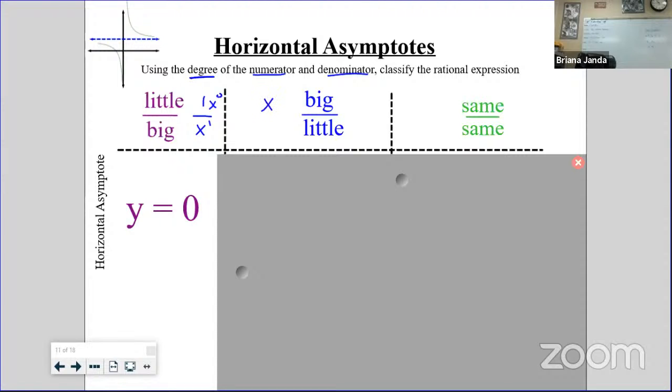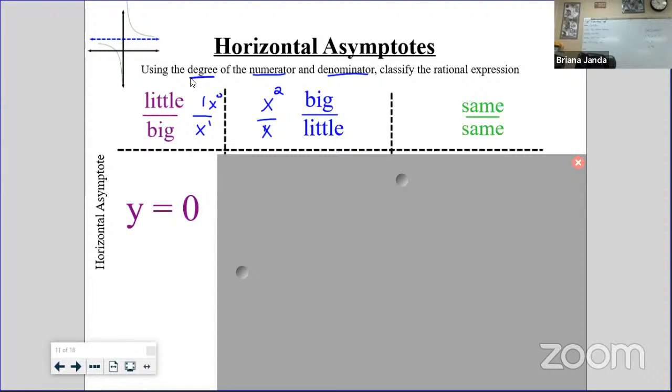Okay, so now I have something bigger in the top than I do in the bottom. X squared over x to the first. As I'm plugging in numbers, the top of my fraction is getting really big, way faster than the bottom of my fraction, right? Think about plugging in 5. If I plugged in 5, I'd have 25 over 5. As I plug in 10, I'd have 100 over 10, right? As I plug in 100, I would have what? 10,000 over 100. It's getting to be just a really big number, isn't it?